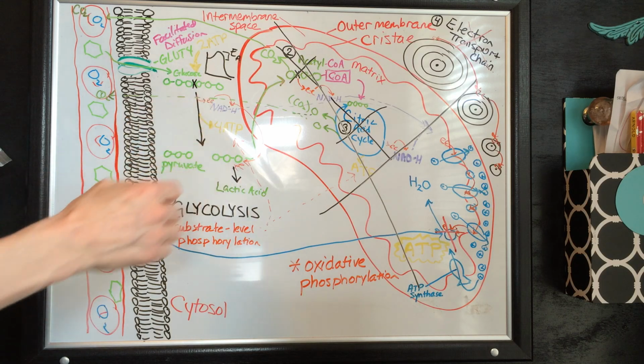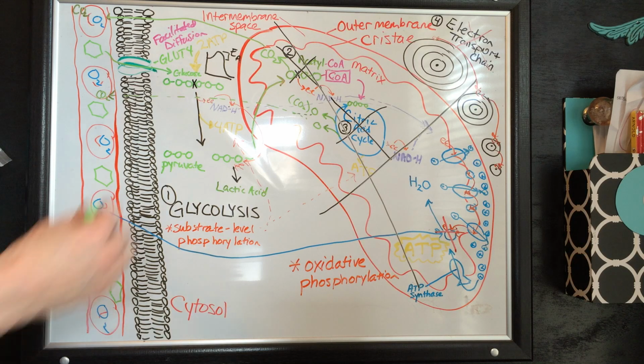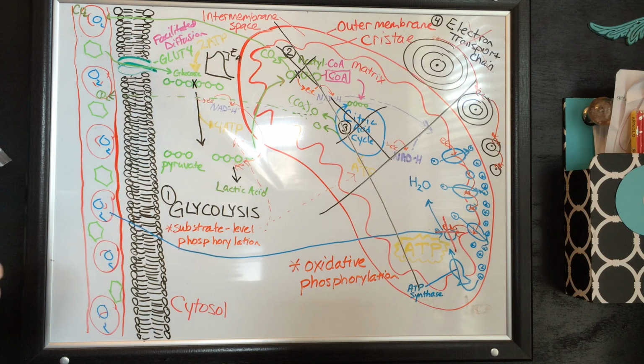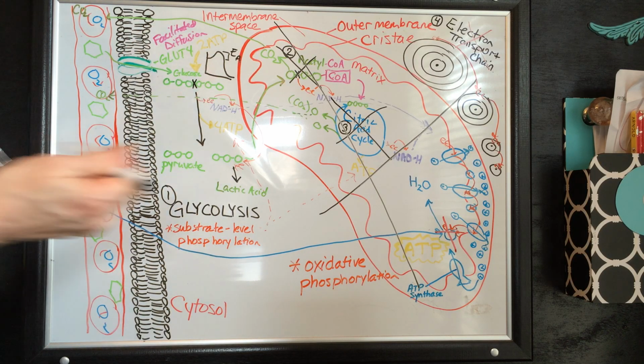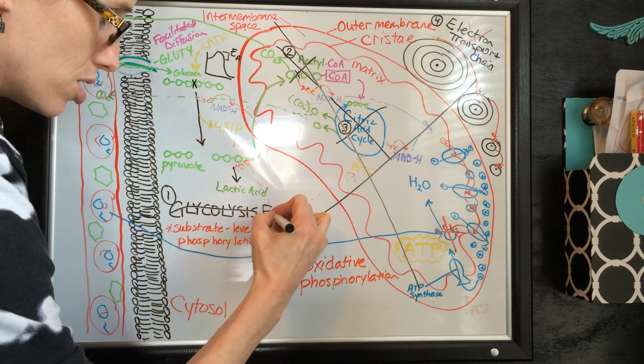But this can only happen for so long before you run out of all your glucose stores and then you die. So this process, when you're just using glycolysis, we actually don't call it glycolysis, we call it fermentation.